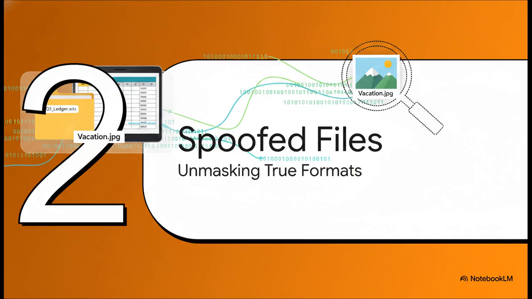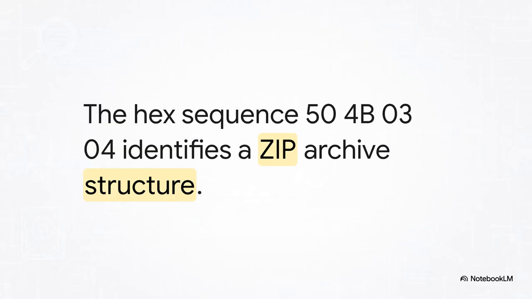Section 2. Unmasking spoofed files. The very first layer we've got to peel back is simple file extension spoofing. Think of this as Obfuscation 101. A suspect knows investigators are going to use basic keyword searches and file type filters. So they just rename a highly sensitive financial ledger, let's say q3ledger.xlsx, to look like a harmless image file, like vacation.jpg. To a casual observer or a basic operating system search, it's just a picture.